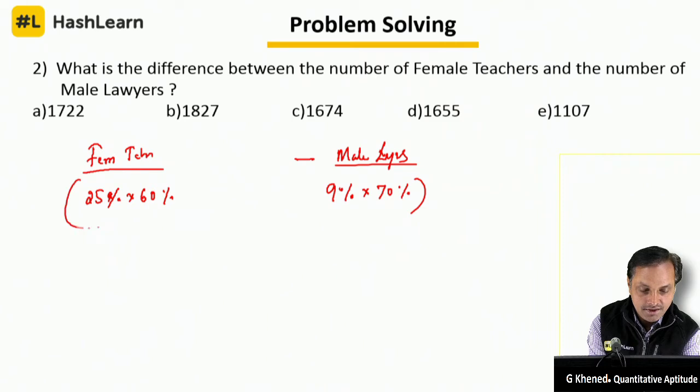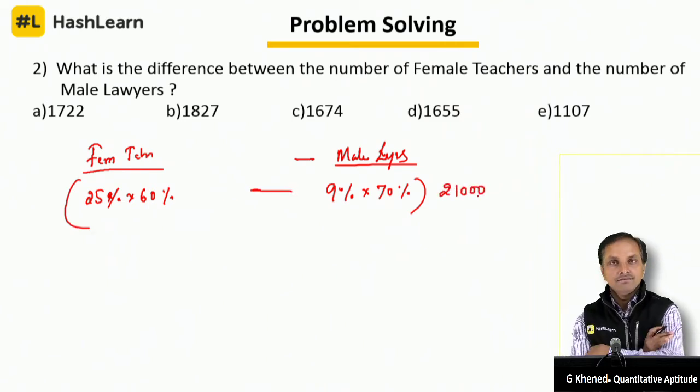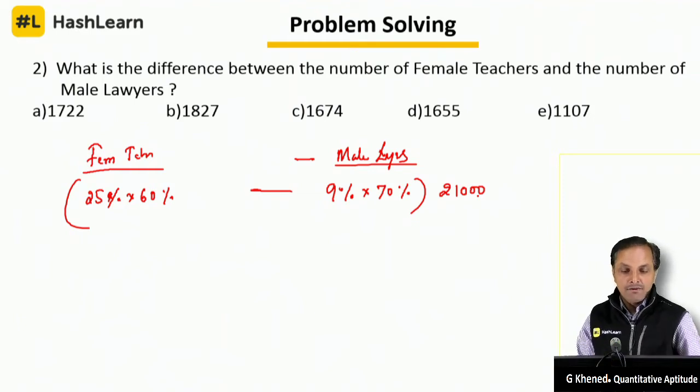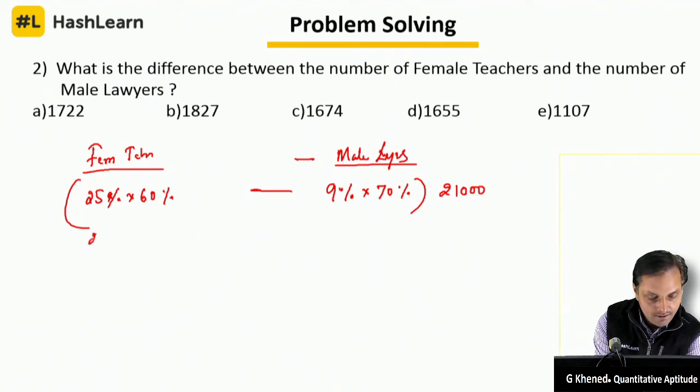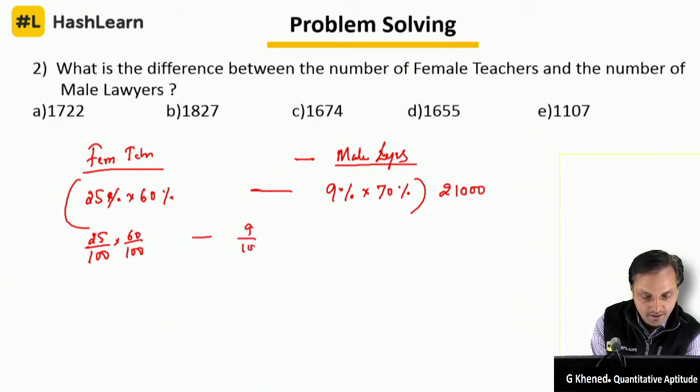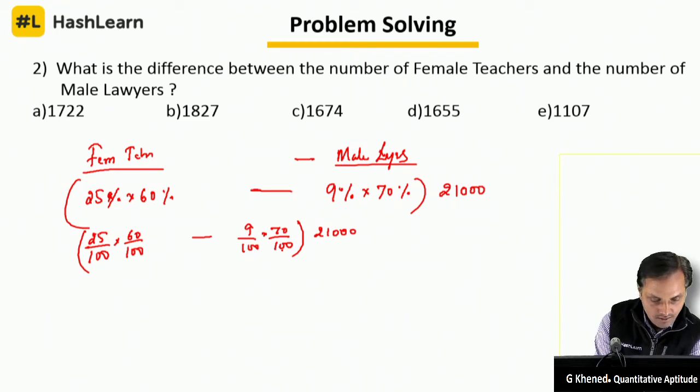And this is your total, you have to multiply by 21,000. Why? Because that will give you the total number of professionals. 25 by 100 into 60 by 100, 9 by 100 into 70 by 100, or if you want you can cancel this.